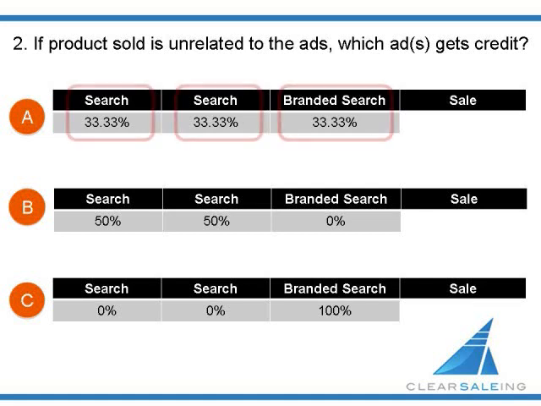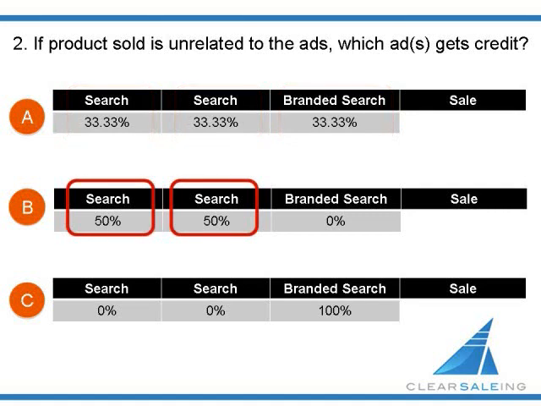In Attribution Rule A, there were 3 ads involved before the sale. You believe, regardless of what product was sold, all 3 ads contributed and deserve equal credit. If you vote for Attribution Rule B, you don't believe that the product sold matters.